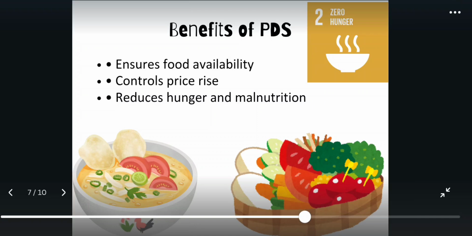And it also controls black marketing and hoarding, because this food supply is given to people in need, and then it provides steady demand for farmers' produce. So farmers also have a proper steady demand from the government.